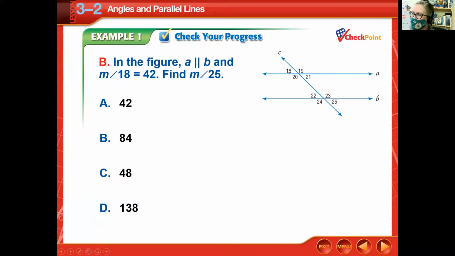So knowing nothing else, I could say, well, because angle 18 and 25 aren't corresponding angles, 18 and 22 are corresponding angles, and 22 and 25 are vertical angles. So it will equal 42 degrees. And if you need to explain it, you could say, because of the corresponding angles postulate, I know that angle 18 and angle 22 are congruent angles. And then because of vertical angles, I know that angle 22 is congruent to angle 25.